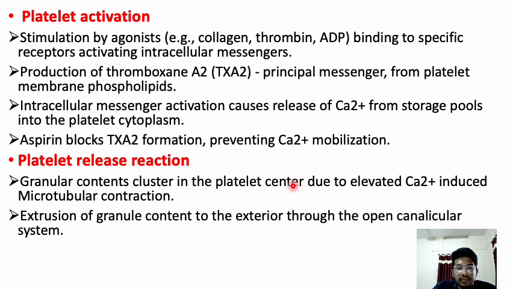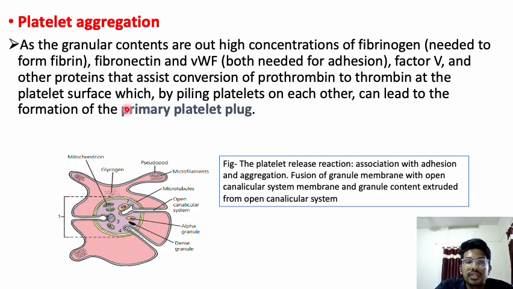Because of the presence of calcium, the platelet granules, which contain many components I mentioned in the previous slide, will cluster in the platelet center due to the elevated calcium-induced microtubular contraction. In the upcoming slide, I will show a picture of it, and the extrusion of the granular content to the exterior through the open canalicular system. You see, this is an open canaliculus. This is the platelet release reaction, associated with adhesion and aggregation, and fusion of the granule. See the granular membrane, the alpha granule, dense granule. The alpha granule is attached to the open canalicular system membrane, and the granular content is extruded and goes out through the open canalicular system.